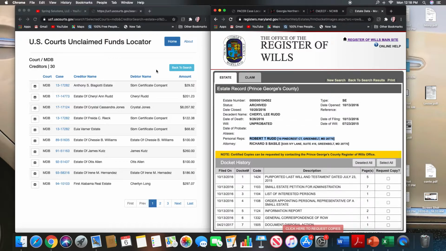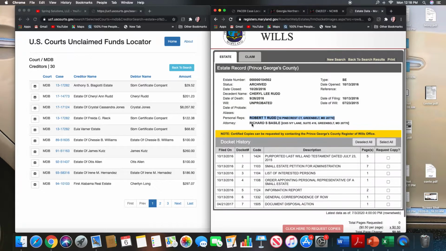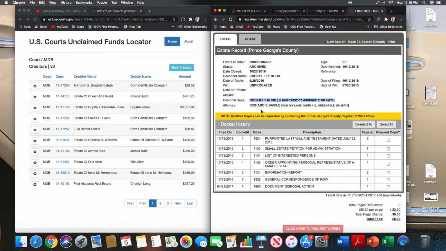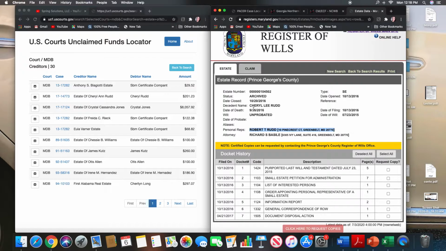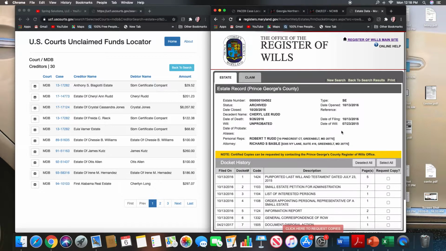And again, depending on which state you're in and what your instruction packet says, you may need either a death certificate or maybe just a copy of this particular docket, because at least the court will know that it is from that state, and it says right here that he is a personal representative, so therefore he is able to speak on behalf of Cheryl Rudd, and he can retrieve the funds on behalf of her. So you would need something to that effect. And he essentially would be the one signing any documents or contracts that you would need him to sign. Right, so that is another way of doing this.